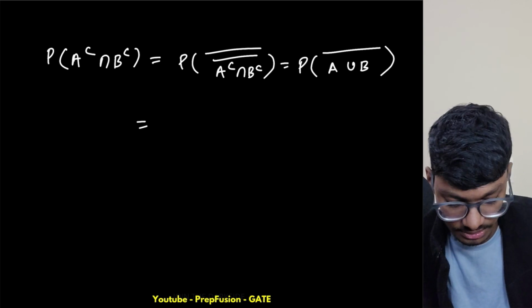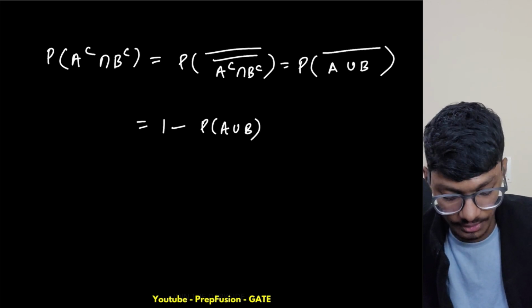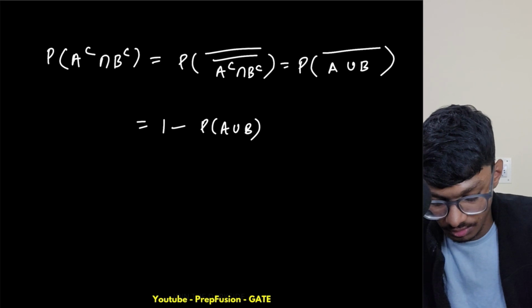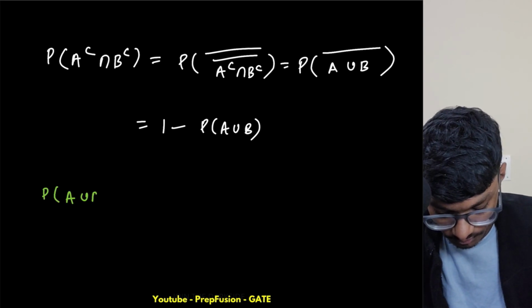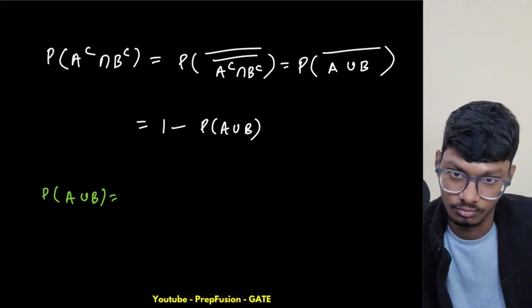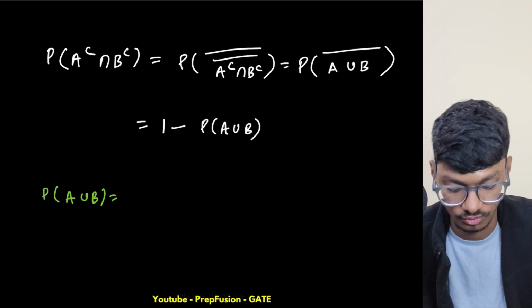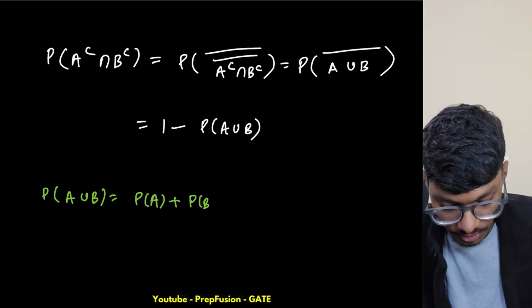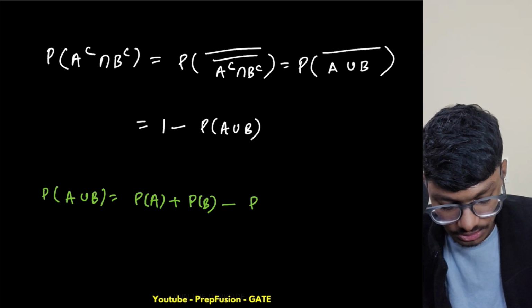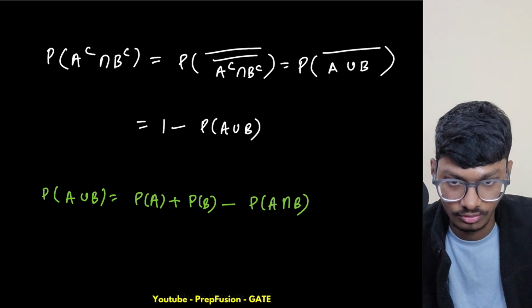Now what is this? This is simply 1 minus probability of A union B. Now what is the probability of A union B? I'm telling you both methods. If you want to use the formula, fine. If you don't want to, you can do it the basic way also. So this is probability of A plus probability of B minus probability of A intersection B. So this is what my probability of A union B is.